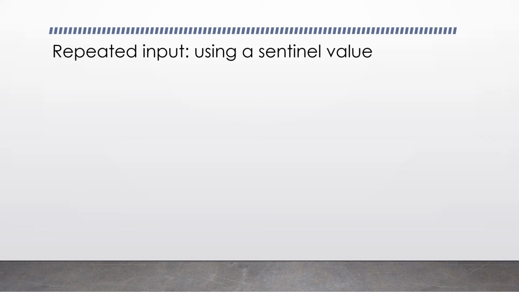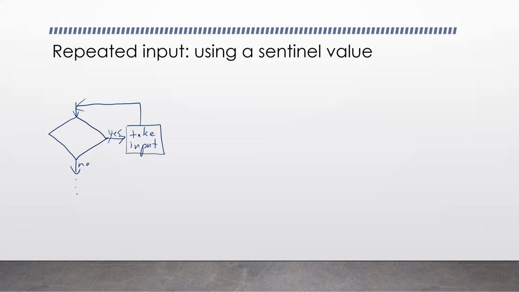Okay, so what do I mean by taking repeated input? Well, the idea here is that we want to make some decision that if it's true, we're going to take input and then return to our decision value. And if that decision turns out to be false, then we'll continue on with our program. So one way to do that is to use what's called a sentinel value.